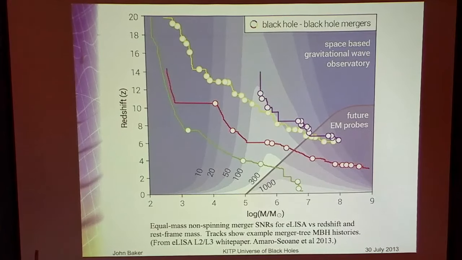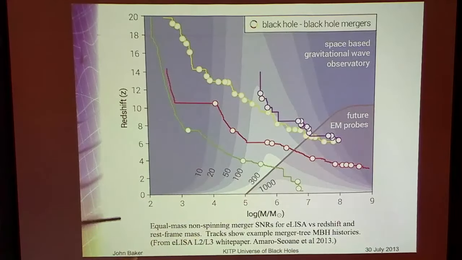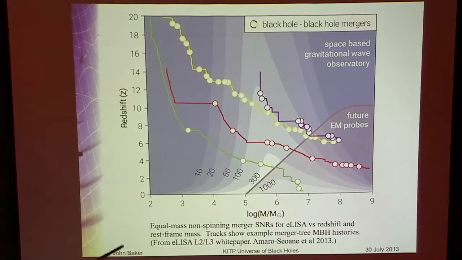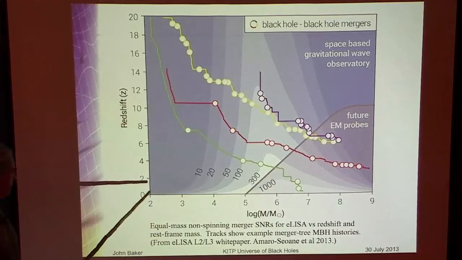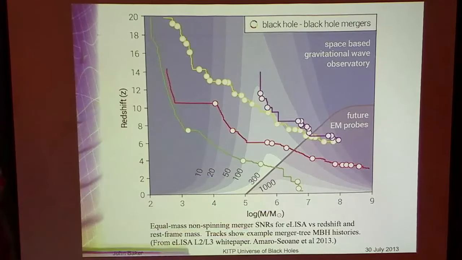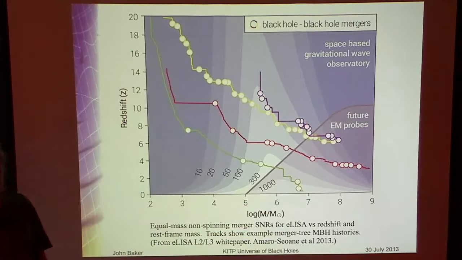So this is for LISA, and these contours show, on this axis, the mass. This is equal mass non-spinning mergers. This is the mass of the system, or maybe the black holes. And this is the redshift. And then this is the SNR by which you would detect them with LISA. So if they're the right mass at a redshift of 2, it could be an SNR of 1,000. More likely, they're smaller mass and redshift of 5 or something.